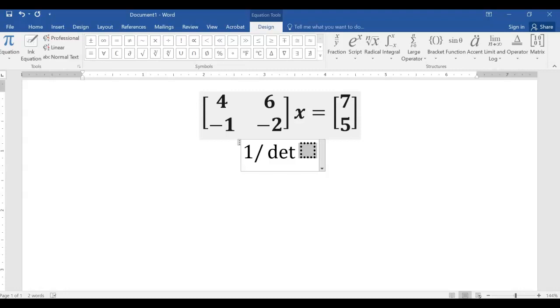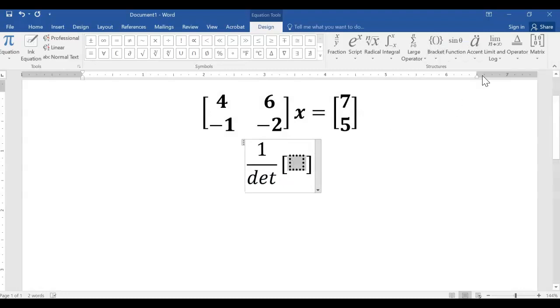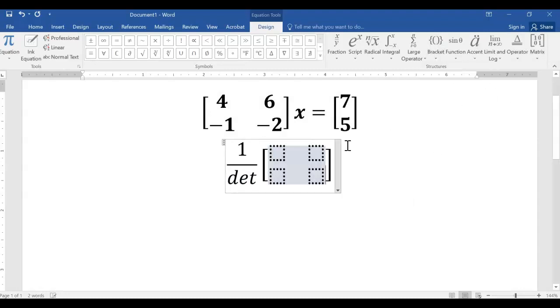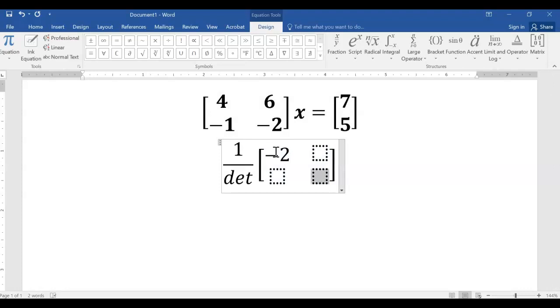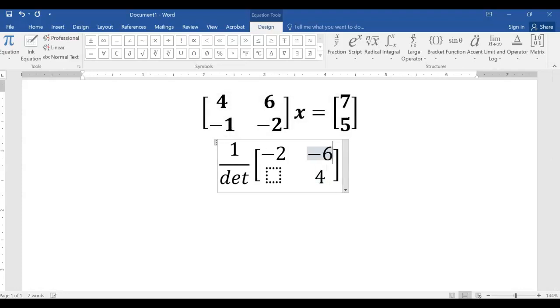1 over the determinant, multiplied by the following matrix. If you remember what we do, we swap A and D, so that will become a -2, that will become a 4, and then B and C we just negate, so that'll become a -6, that'll become a +1.